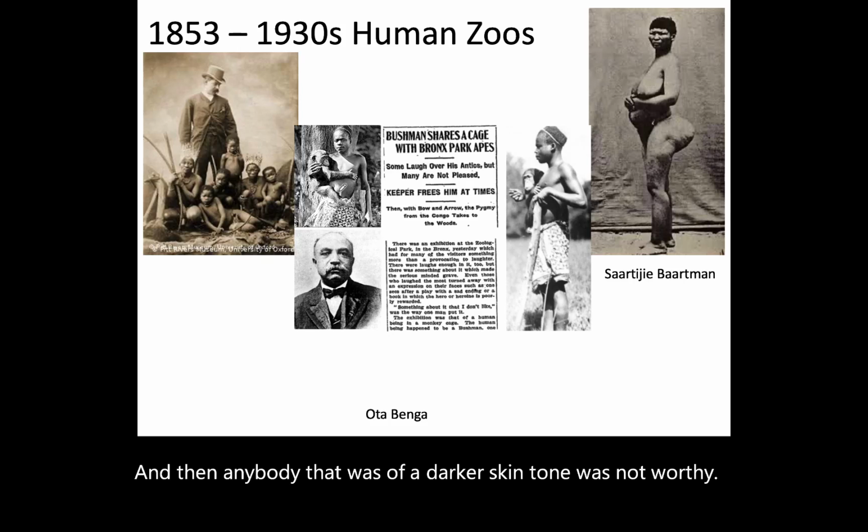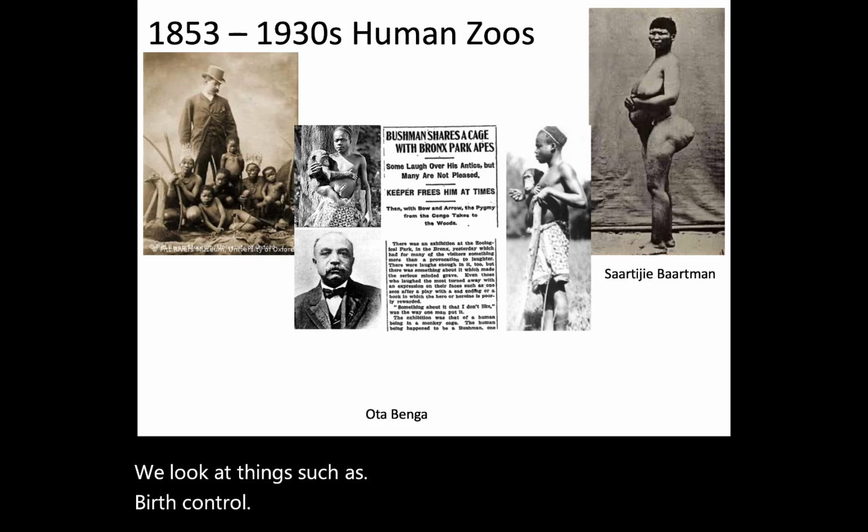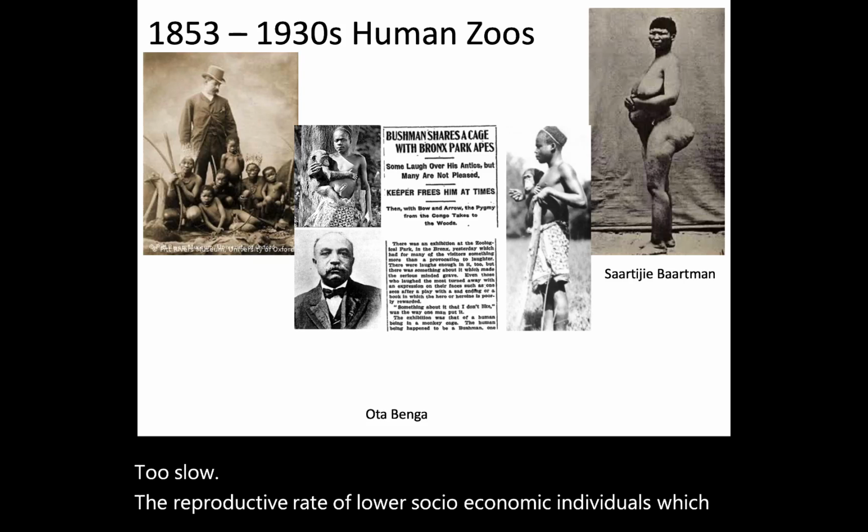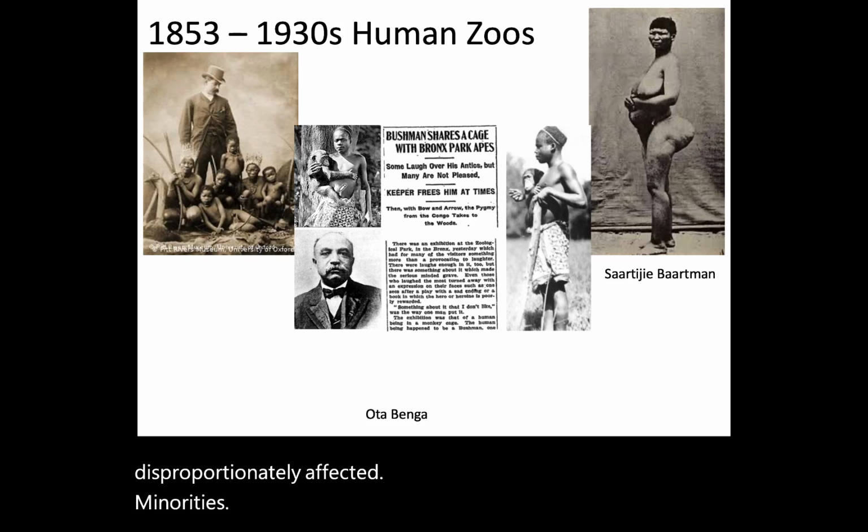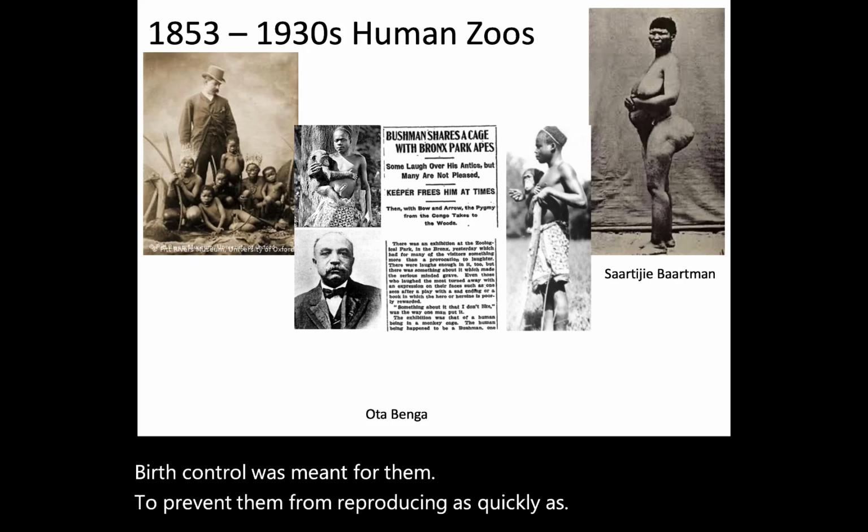We look at things such as birth control. Birth control was created to slow the reproductive rate of lower socioeconomic individuals, which disproportionately affected minorities, people of color, Black and brown individuals. Birth control was meant for them to prevent them from reproducing as quickly as whites.